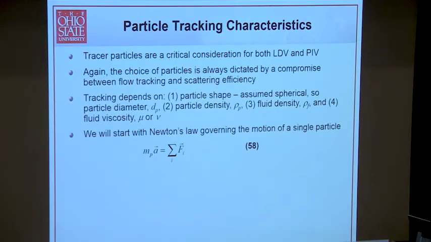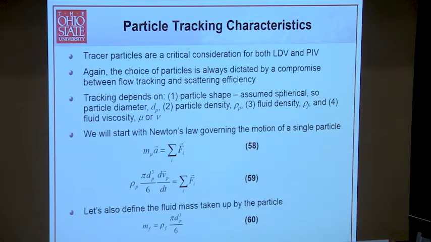Okay? So let's start looking a bit at particle tracking, and let's look at essentially the response of a single particle. The way we do this is we start with Newton's law, F equals ma. So we're going to look at the mass of the particle, the acceleration of the particle, and all of the forces acting on the particle. The mass can simply be the density times the volume, and we're assuming it's a sphere, and the acceleration is the time rate of change of the velocity of the particle. And this needs to be equal to all of the forces acting on the particle.